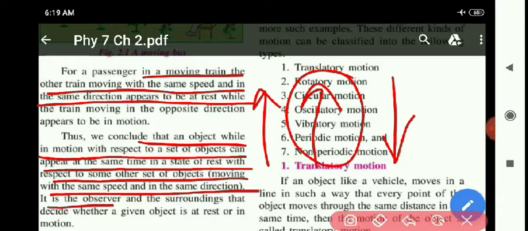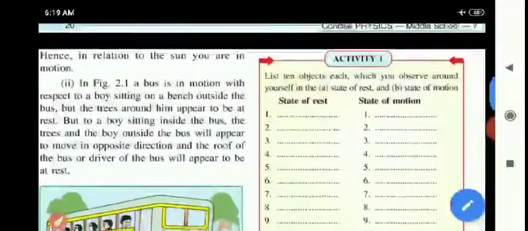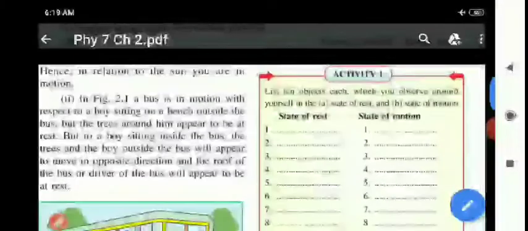It depends on the observer and the surroundings that decide whether a given object is at rest or in motion. So is it clear? If the observer is inside the moving body, things are different. And if the observer is outside the moving body, things are different. So it is the observer who decides which body is in motion or which body is at rest.